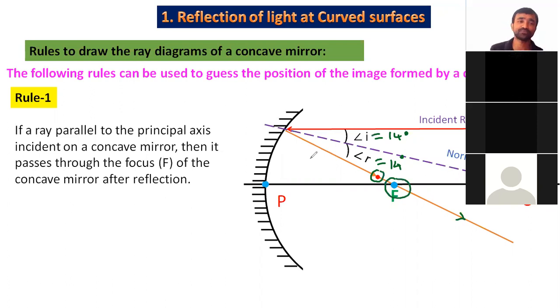What is that? Can you see or not? Focus. So how is the reflected ray after reflection? It is passing through the focus. Yes or no? Right? It is passing through the focus. Look at that.